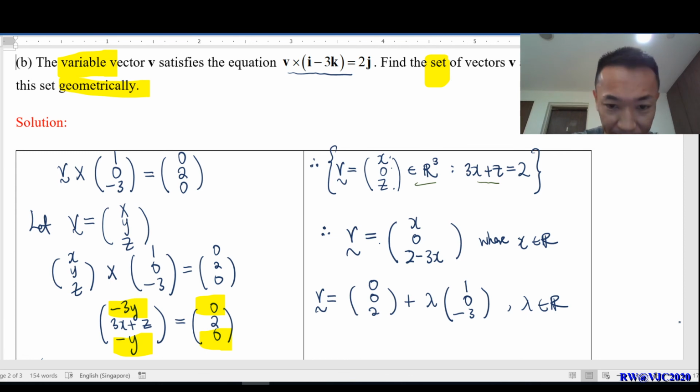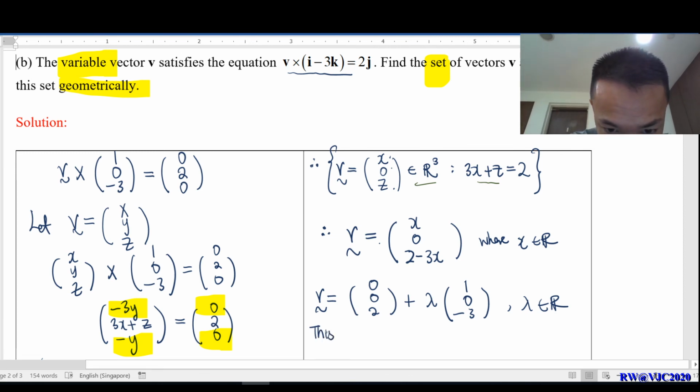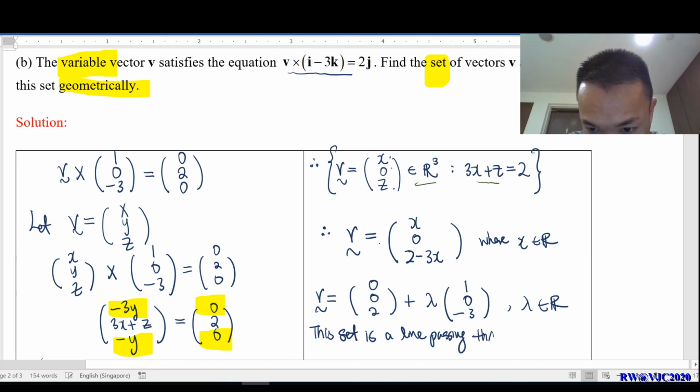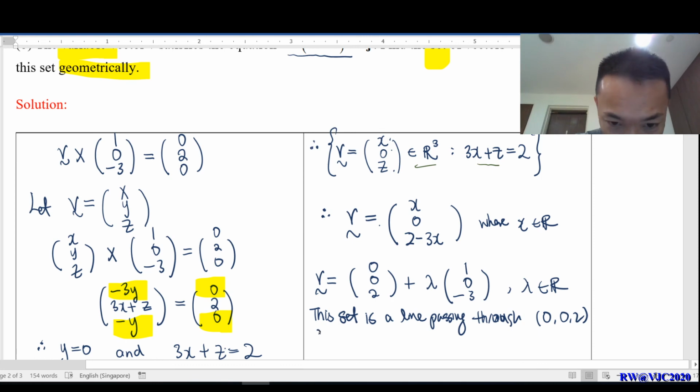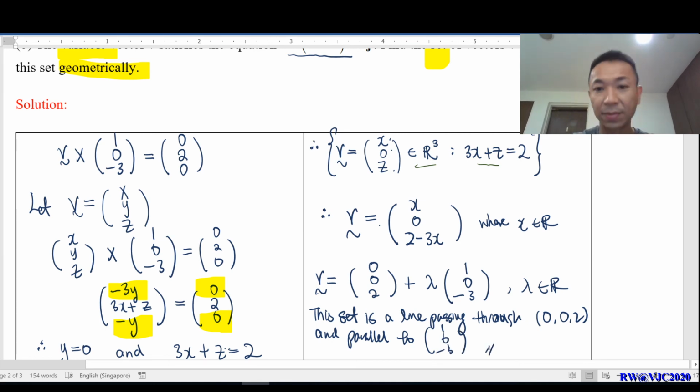So, therefore, the set is a line passing through (0, 0, 2) and parallel to (1, 0, -3). Done. So this part I understand is a bit strange to you, but you look at it, then it makes sense. That's all.